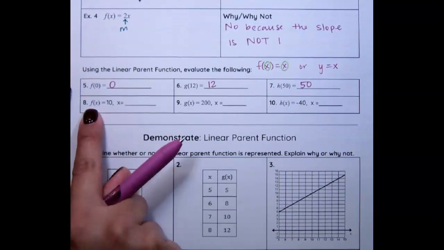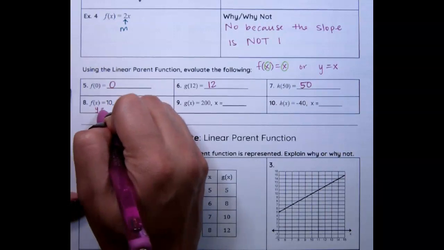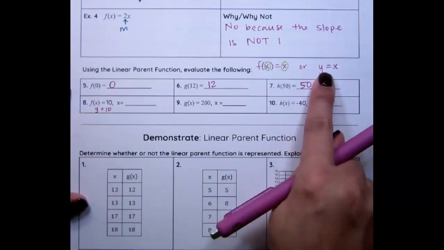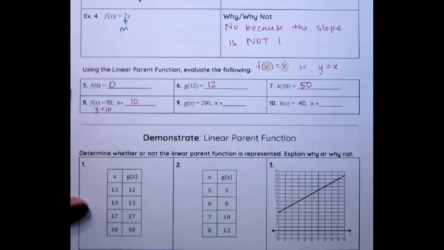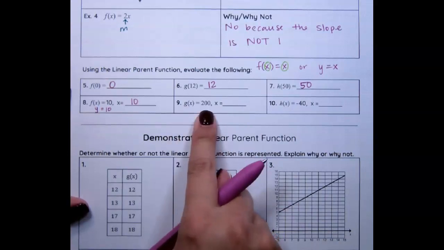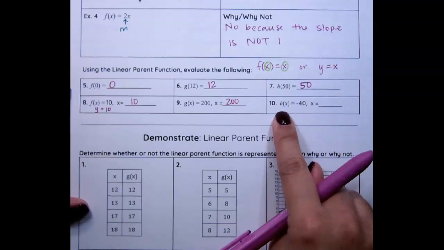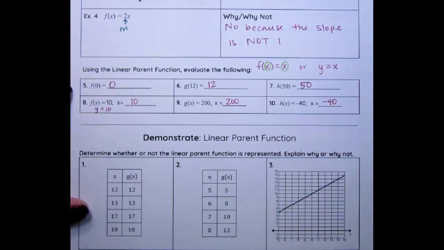This time they tell me f of x equals 10. Well, f of x is the same thing as y. So this is the same thing as saying y equals 10. Well, we know that y has to equal x. So if y is 10, x has to be 10. This tells me y is 200, so x has to be 200. And this one, h, is negative 40, so x is negative 40.